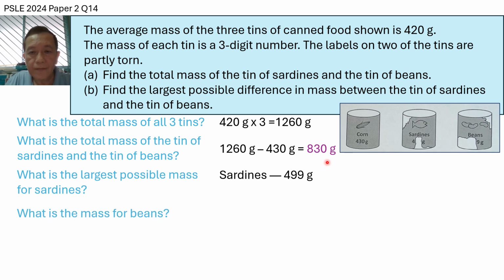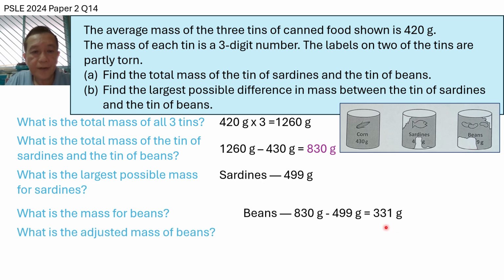Subtract this from this to get the mass for beans. 331 grams. But the last digit for beans is 9, not 1. So we have to adjust it. What is the adjusted mass of beans? 339 grams.